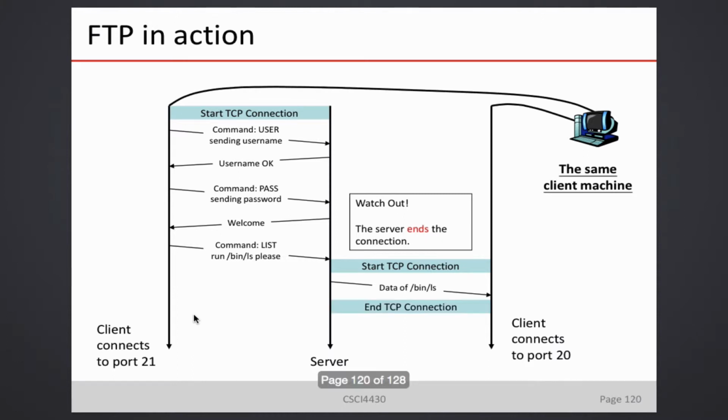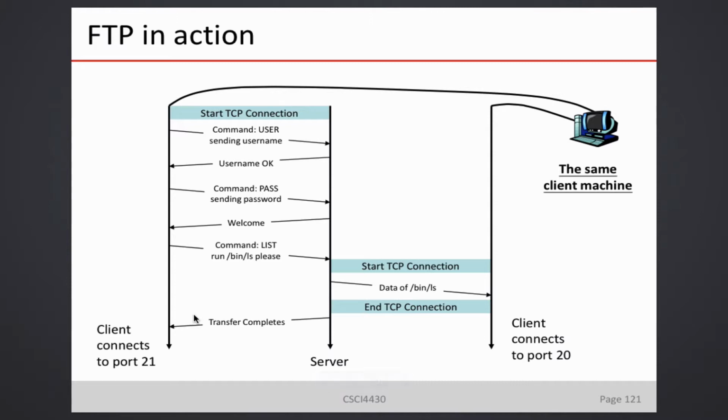And then what? After the transfer of the /bin/ls content, it will cut the connection. Here, the original port will receive transfer complete. Why is that? Why does it want to have something like this? Very strange idea. I don't know whether you feel it is strange or not. I feel very strange, very uncomfortable.